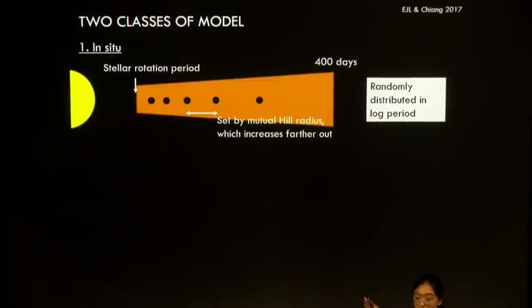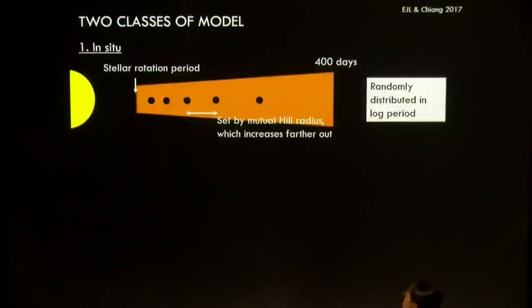The in situ scenario is really simple to implement. All we do is randomly distribute these planets in log orbital period, which is consistent with the idea that these planets are separated by some number of mutual Hill radii to ensure their orbital stability.